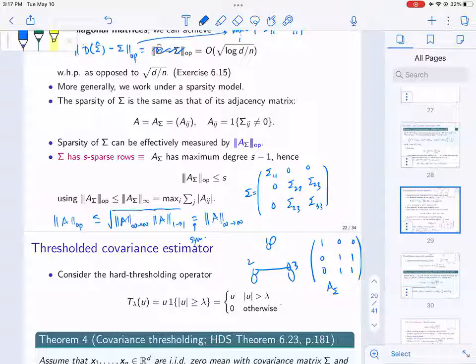But this sort of controls more complicated sparsity patterns. Yeah, let's come back and talk about that later. But we're going to come back and prove results in terms of the operator norm of this adjacency matrix.